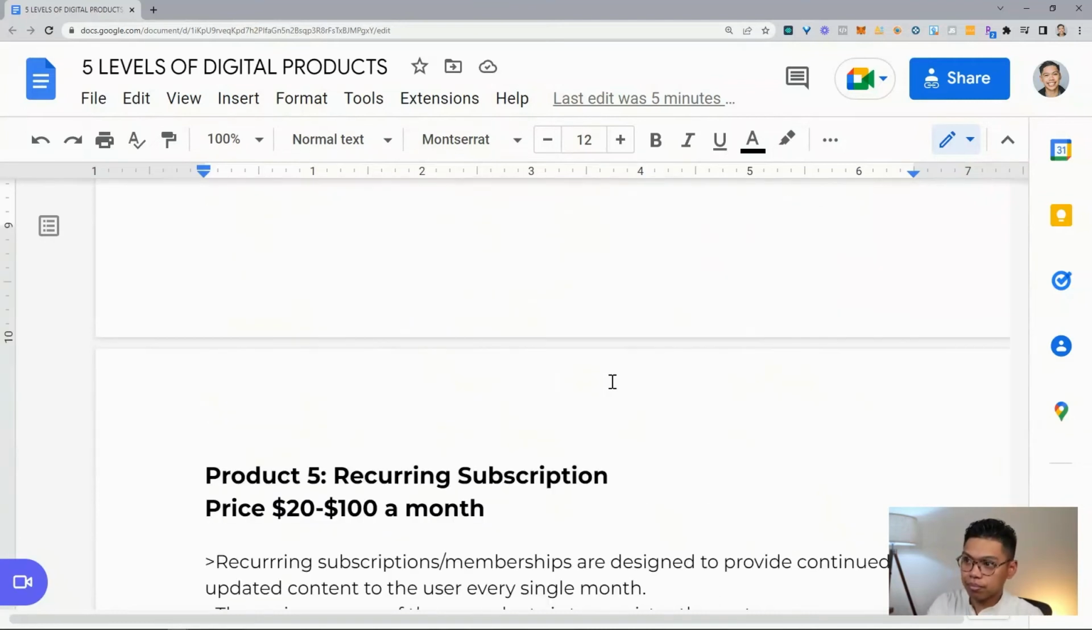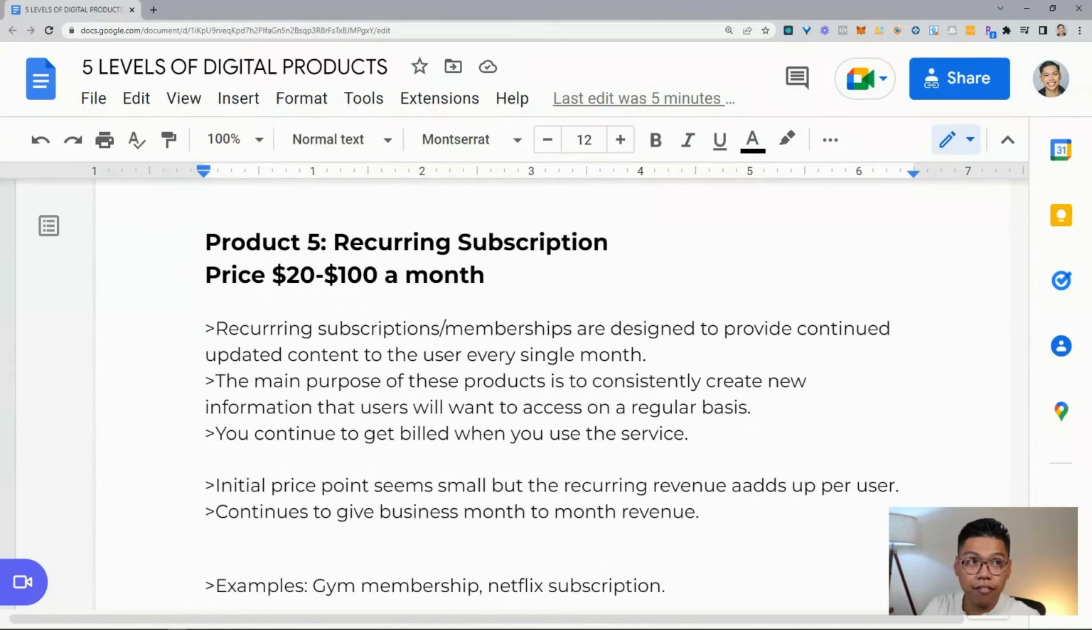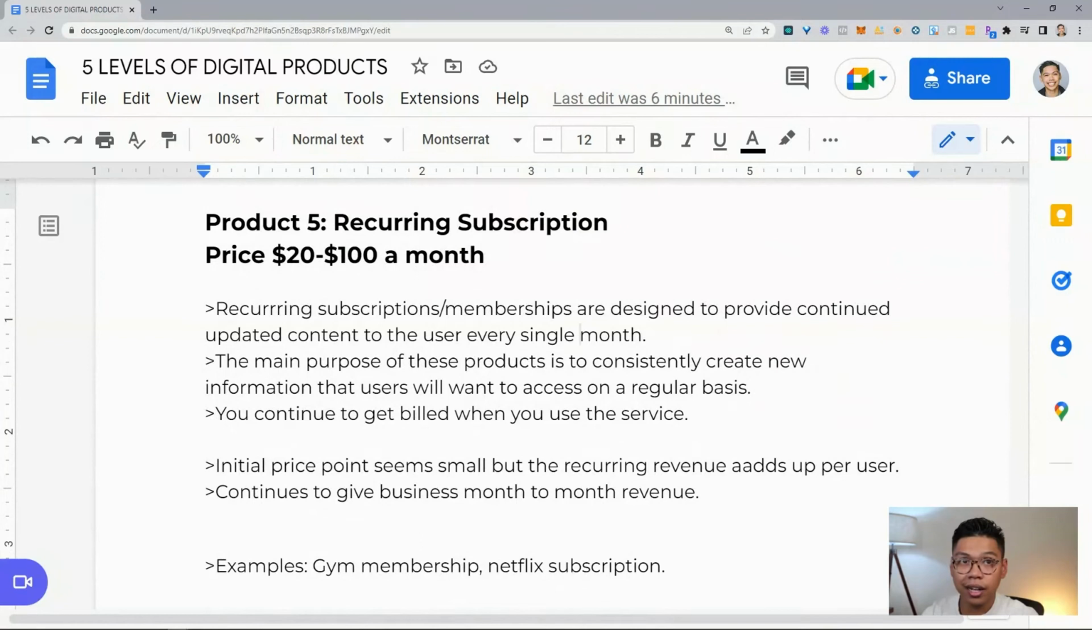All right. Let's talk about the last one. This is product number 5, which is the recurring and subscription based model. Usually this can be anywhere from $20 to $100 a month. On the low end, you can experiment with this. Everyone's subscription based model is different, but usually this is the sweet spot for any type of company that is doing a subscription model.